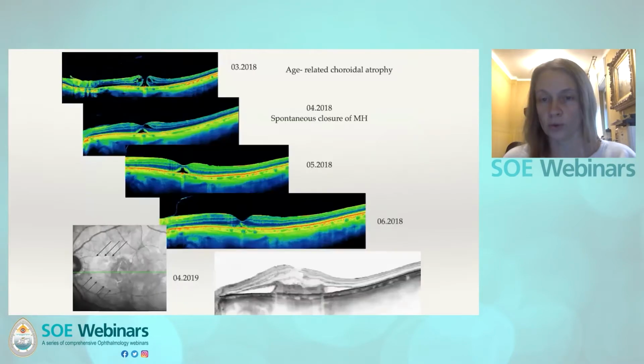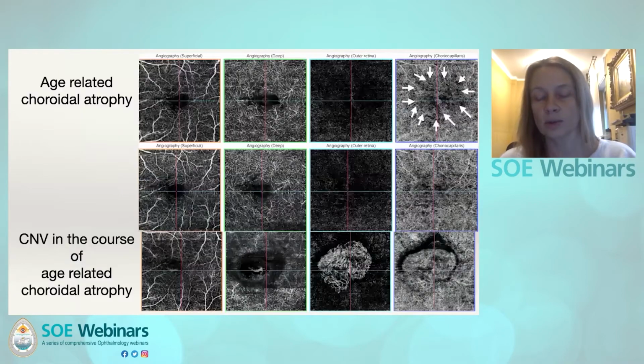What about these patients? We encountered spontaneous closure of the macular hole without any surgery, but almost 1 year later the patient developed choroidal neovascularization in the eye after spontaneous closure of the full thickness macular hole. Here you can see the swept-source OCT angiography of this case of age-related choroidal atrophy with later development of CNV.